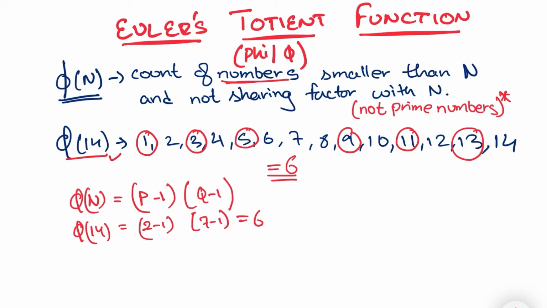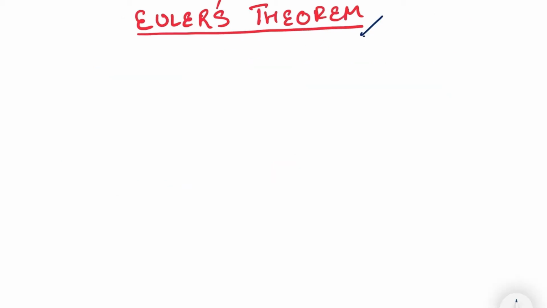To connect everything discussed above, there is a theorem from the 18th century called Euler's theorem. It states that you can pick any two numbers, for example m and n, which do not share a common factor except the number 1, and then they will satisfy this equation. M power phi n is congruent to 1 mod n.